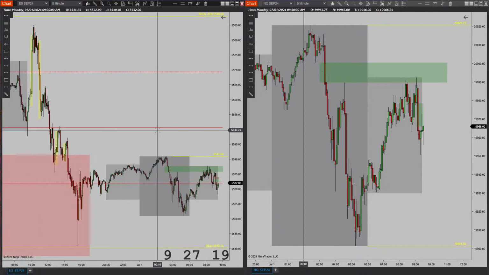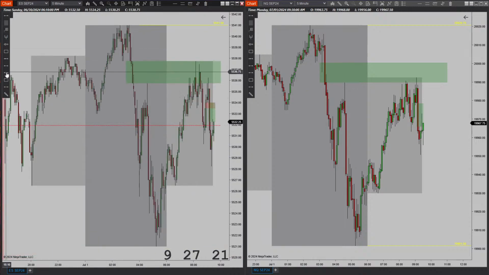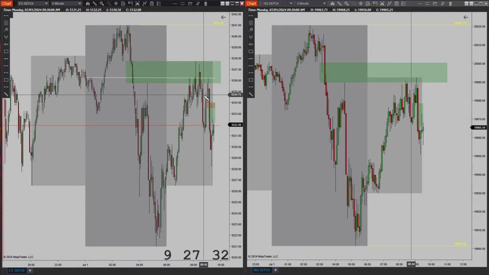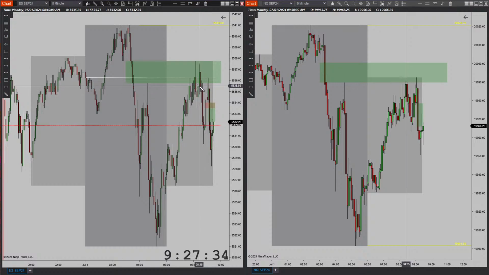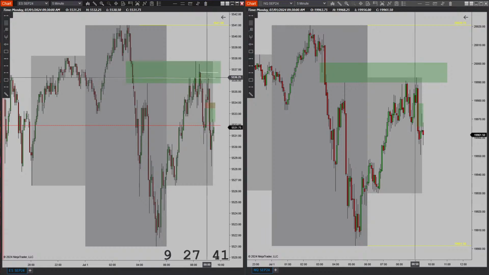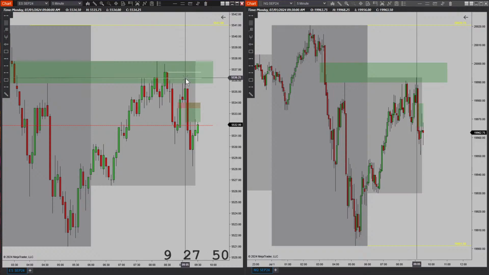Wait. Oh, I almost forgot about that, because this is the midnight open, and as you can see, we did trade into it. And this right here is the 0830 open. Where's the open? Right here. There we go. Yep, here it is. And it's right here.